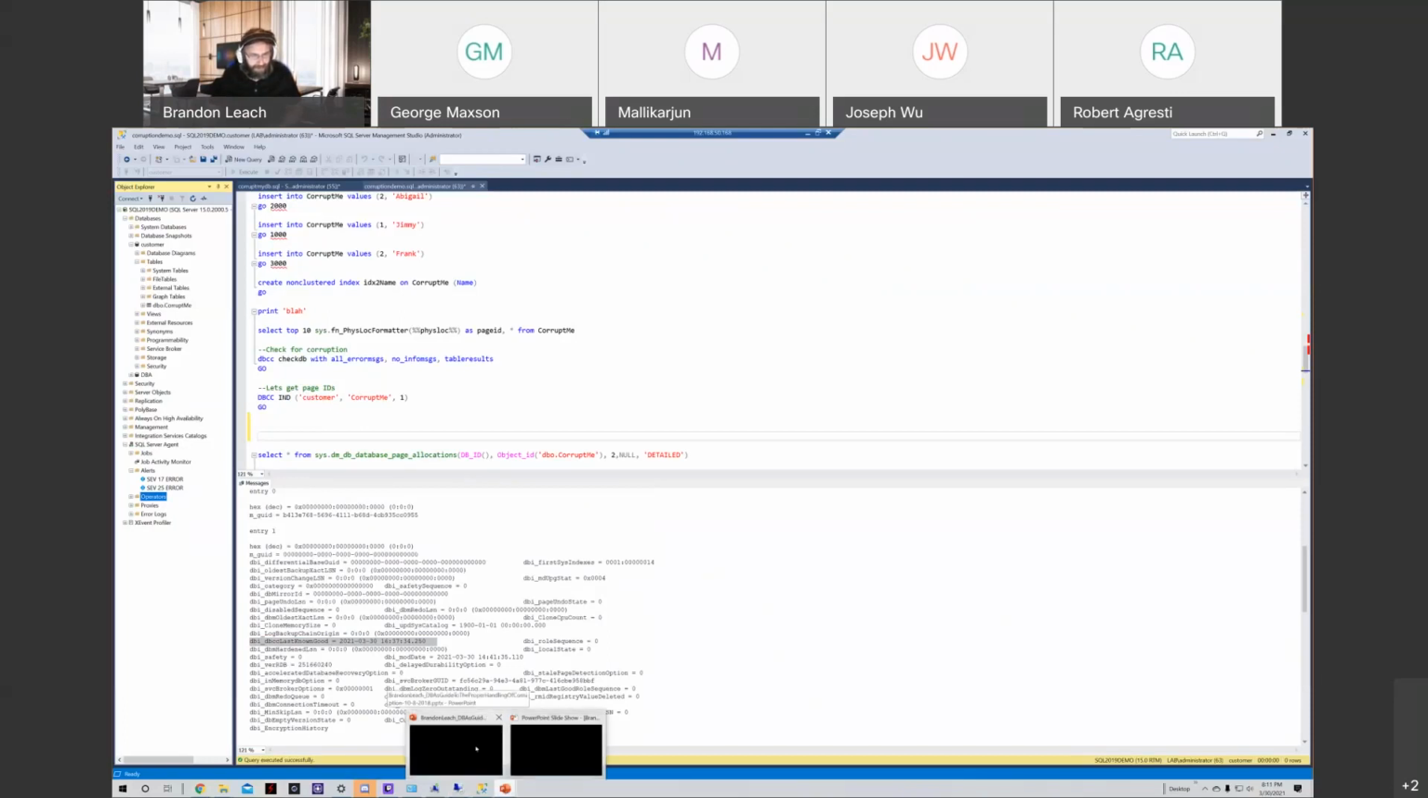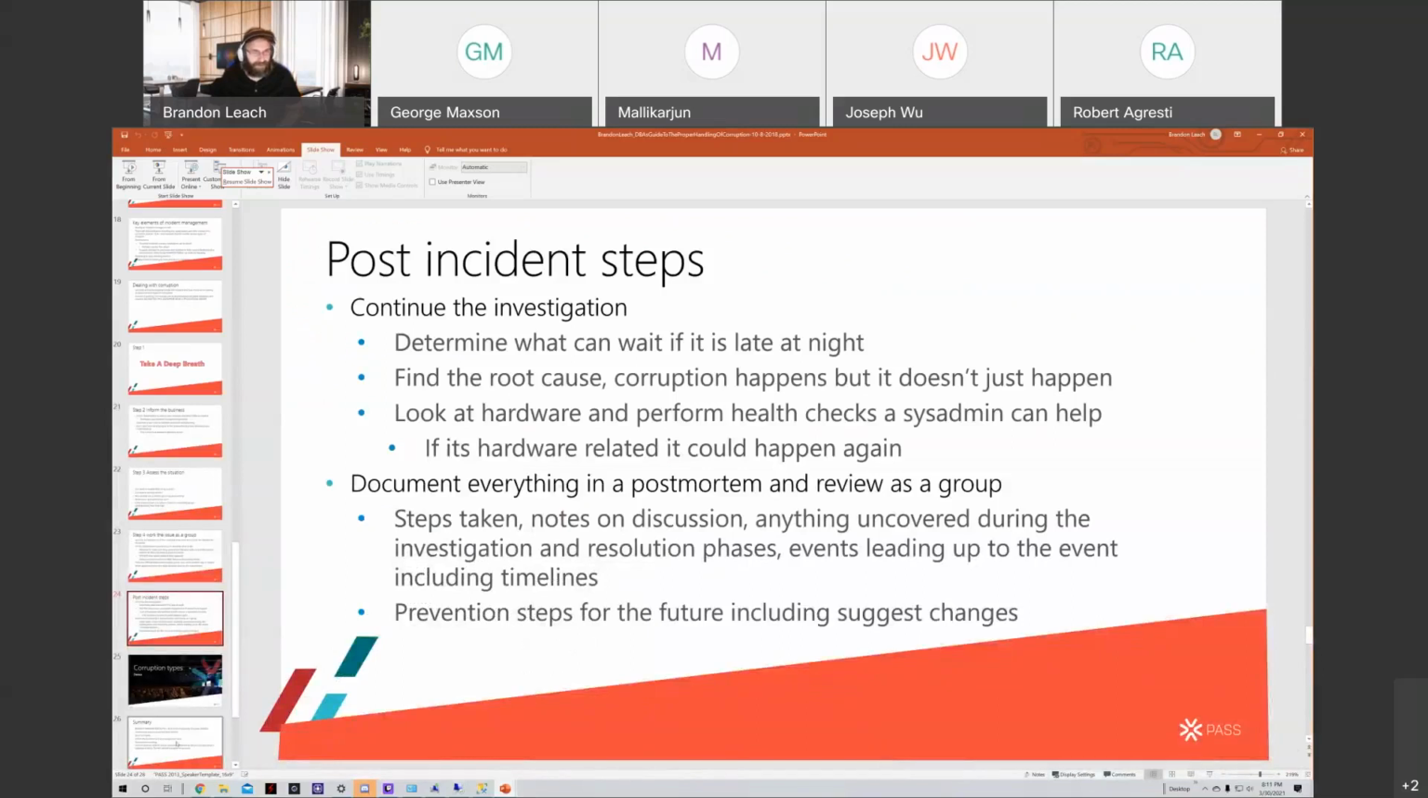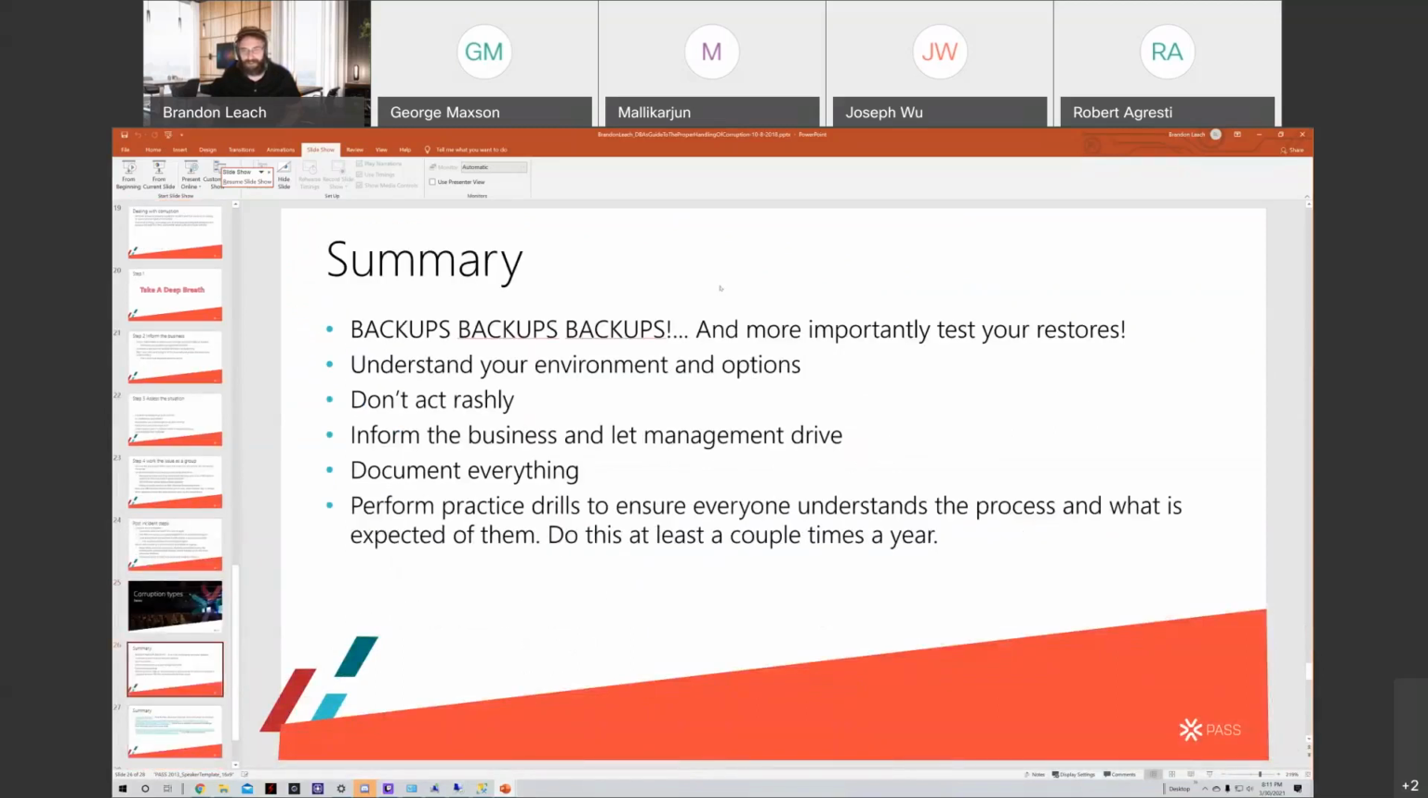All right, well, if there are no other questions, let me just reinforce. Restores are everything. Absolutely everything. If you don't have them, you're in trouble. You're not prepared. Understand your environment and options. That includes your processes. What are the proper protocols? Don't be rash. Let the stakeholders drive.